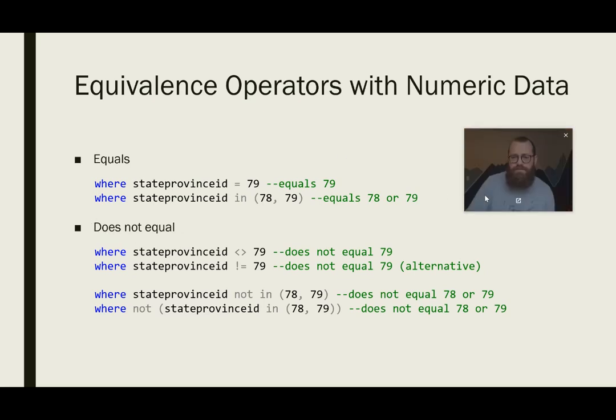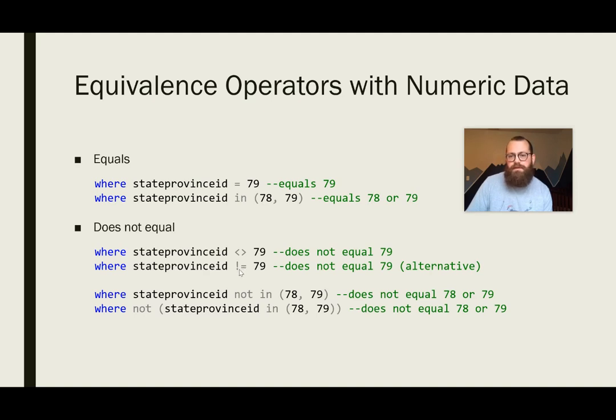And then there's also the non-equivalence. So if for does not equal, right? If we're trying to evaluate this first example here, and then ultimately negate it or filter out records with the value of 79, we use these two symbols, the less than and then the greater than sign. You can also use an exclamation point and equals.